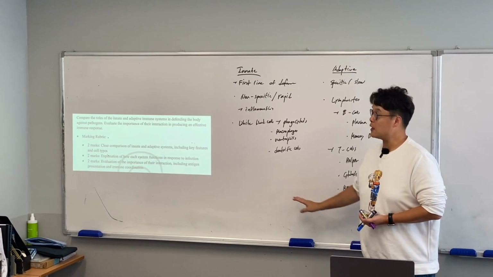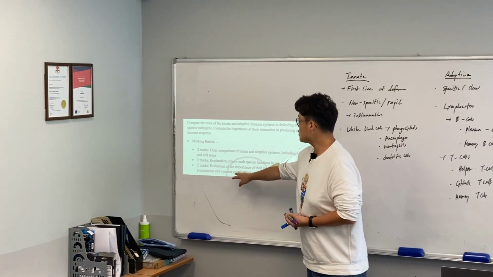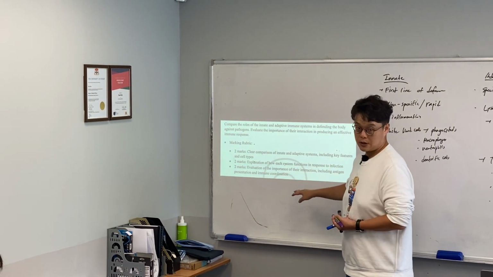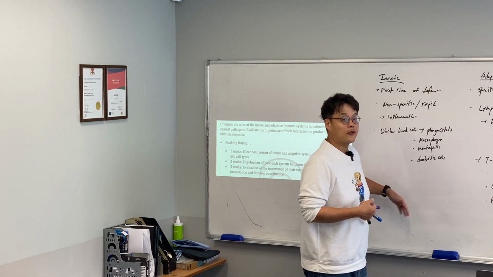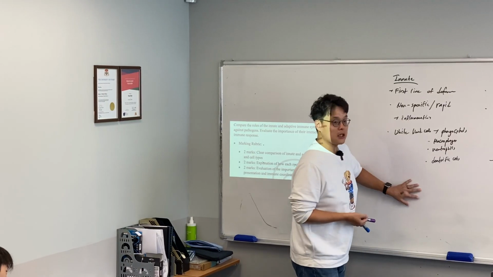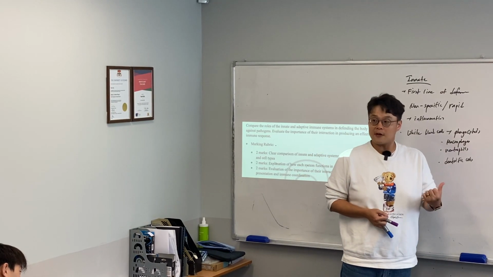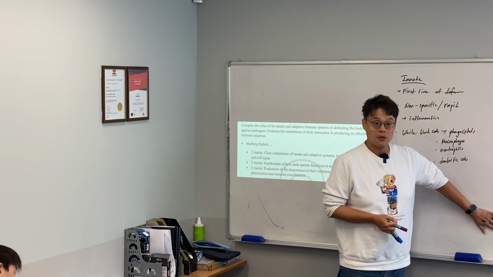So you got to talk about each of those systems, and the last 2 marks goes on to evaluation of the importance of their interactions. You're not just talking about what they do, you need to talk about how they're interacting too. So I describe that as innate immune systems get activated every single time, whilst we get the adaptive immune systems too. Does that make sense?